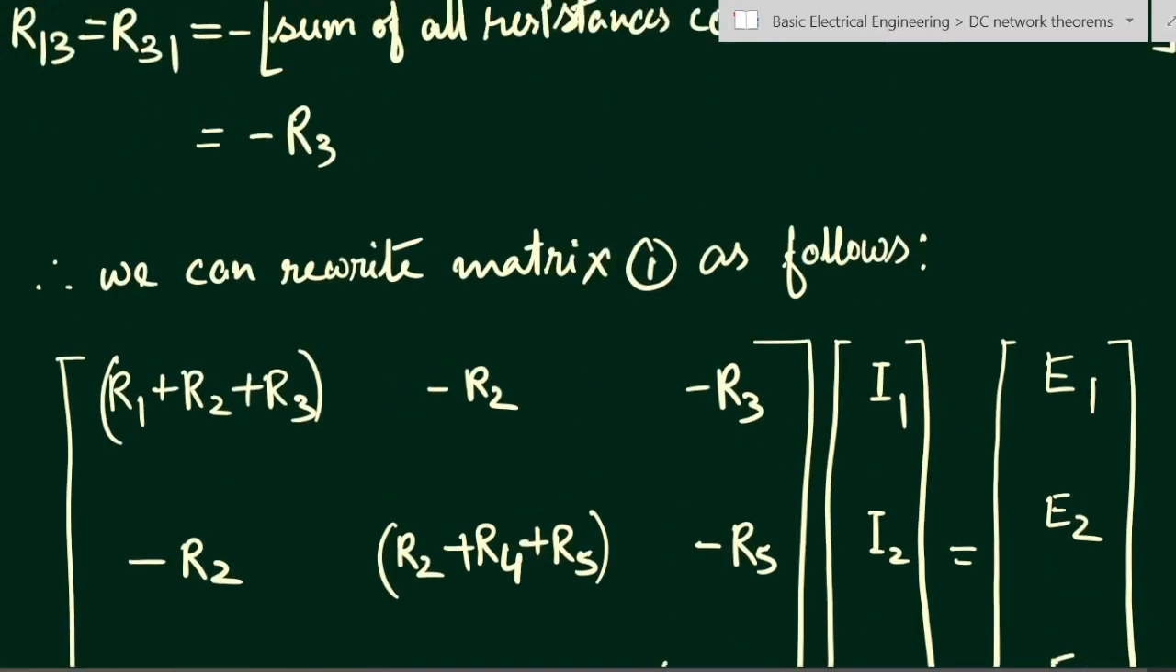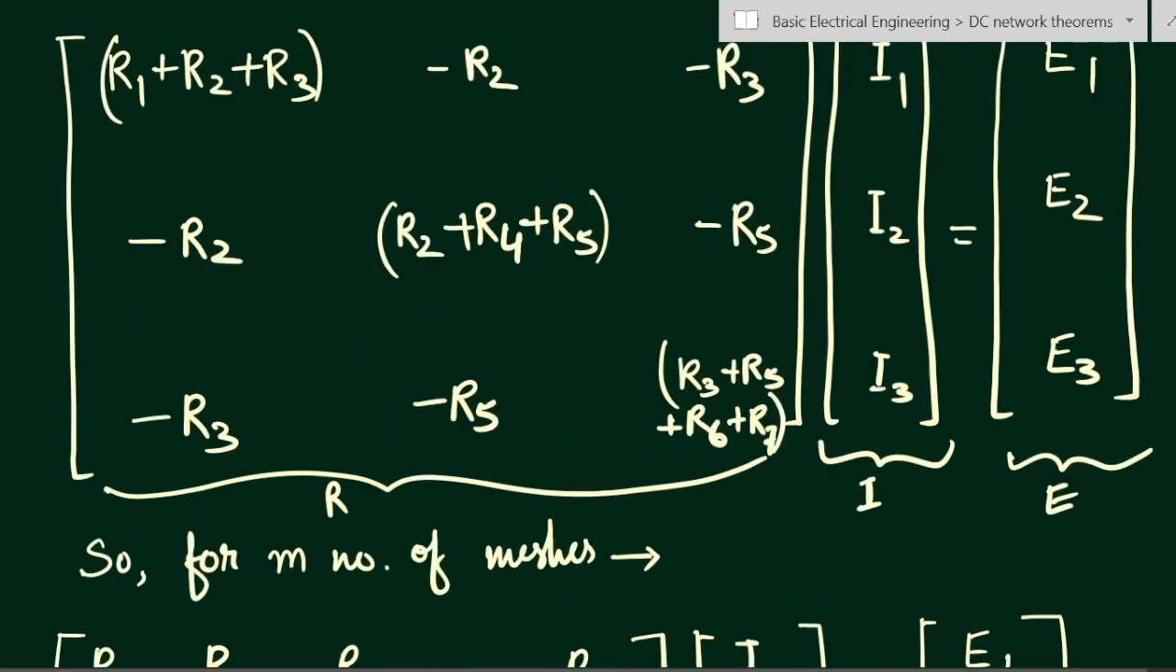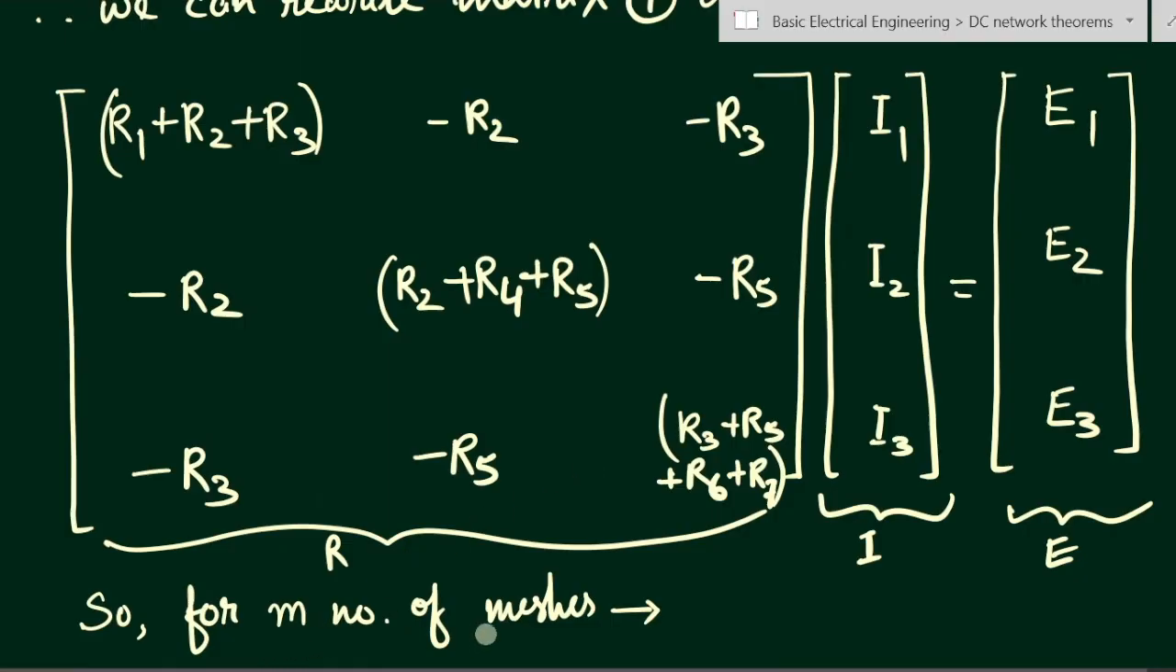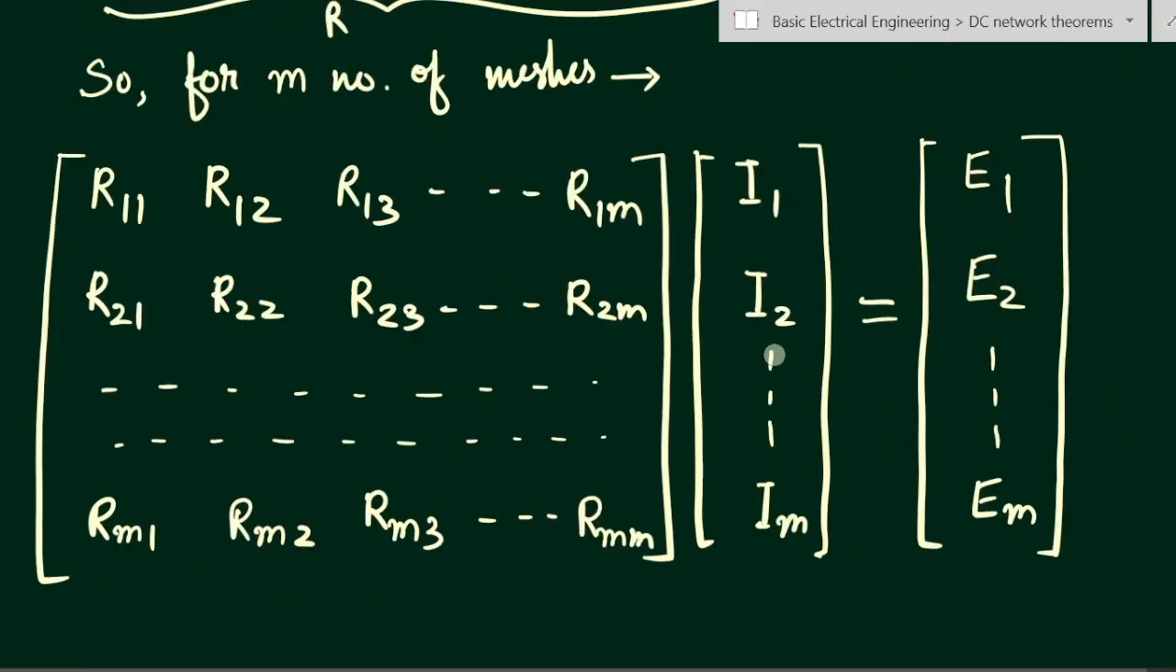Similar to the previous case, we have already found out this matrix. If we want to expand this matrix for m number of meshes, we'll have m number of rows, 1, 2, 3 up to m, and m number of columns for the resistance matrix. Similarly for the I matrix, if there are m number of meshes, we will have m number of loop currents, and similarly m number of EMF values, E1, E2 up to Em. This is the expansion of the matrix: the R matrix, the current matrix, and the EMF matrix. Or we can say this is the voltage, this is the current, and this is the resistance.